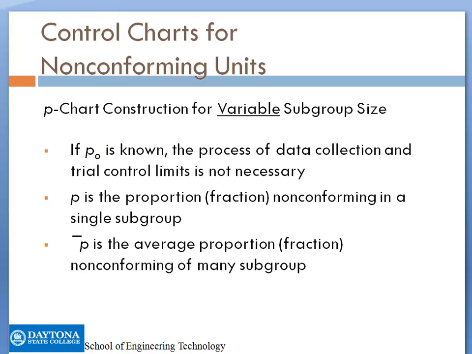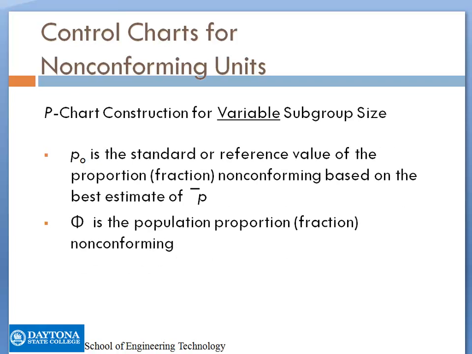Also remember that P is the proportion nonconforming in a single group, and it is posted to the chart but is not used to calculate the control limits. The P bar is the average proportion nonconforming of many subgroups, the sum of the number nonconforming divided by the sum of the number inspected, and this is used to calculate the trial control limits. The phi is the population proportion nonconforming. When this value is known, it can be used to calculate the limits, since P sub O, the standard reference value of the proportion nonconforming, is equal to phi.